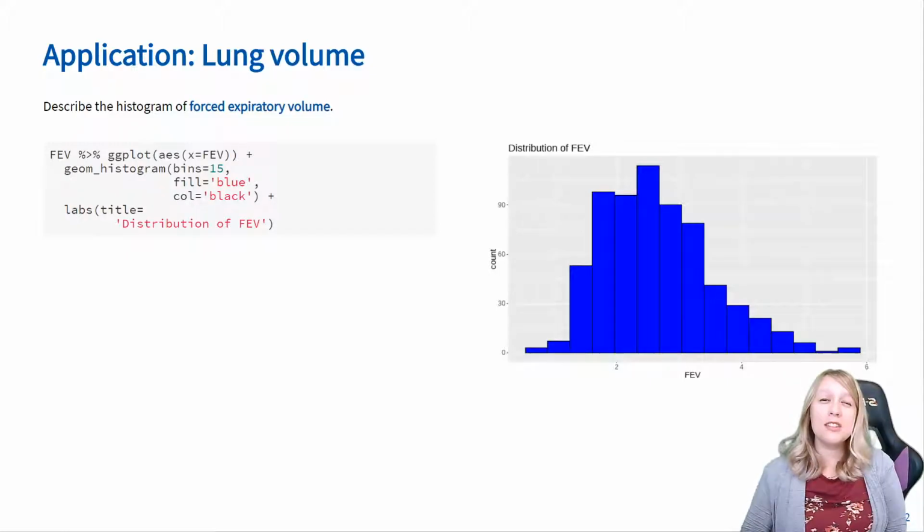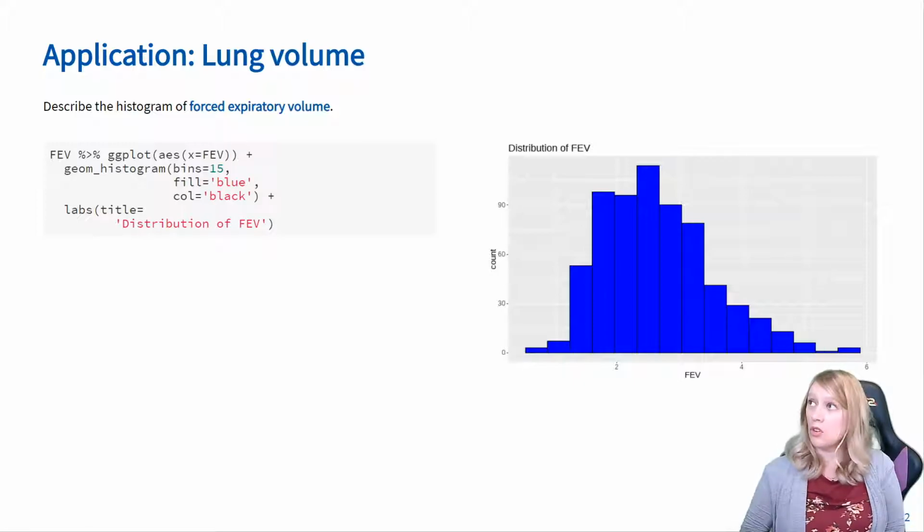What we'd like to do is come up with a model that might be suitable for forced expiratory volume. So first, let's just see what this variable looks like. Here you're seeing a histogram of forced expiratory volume. The code that generated this histogram is on the left. What can we see when we look at this histogram?